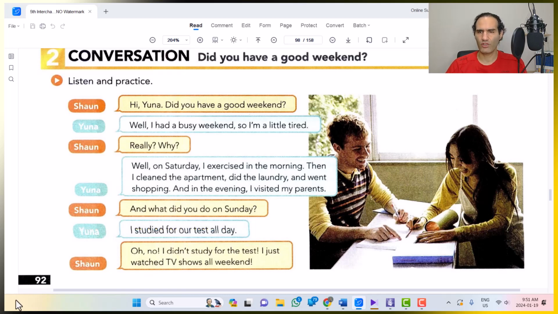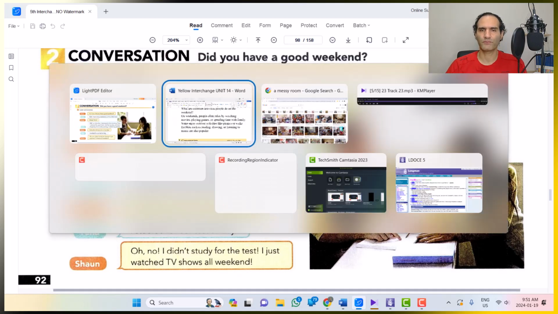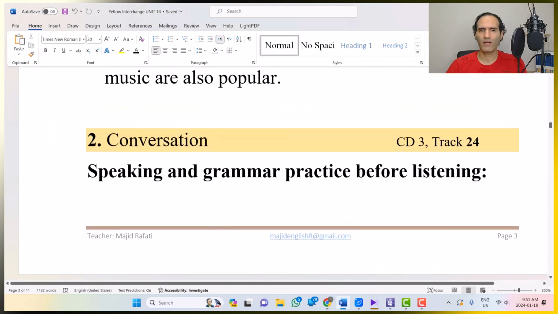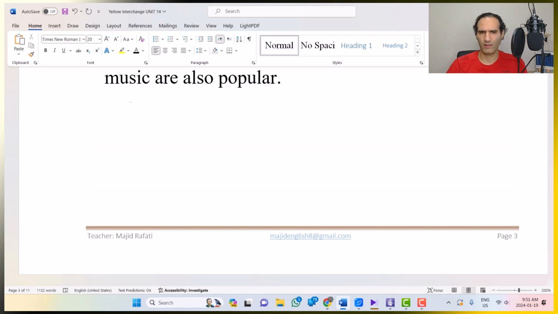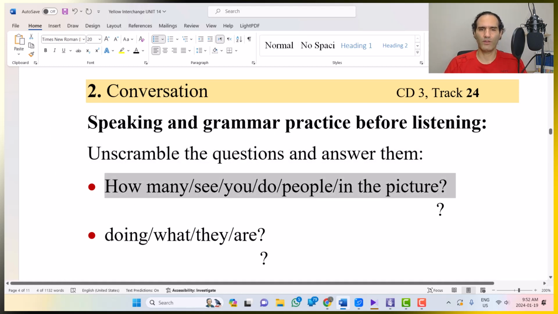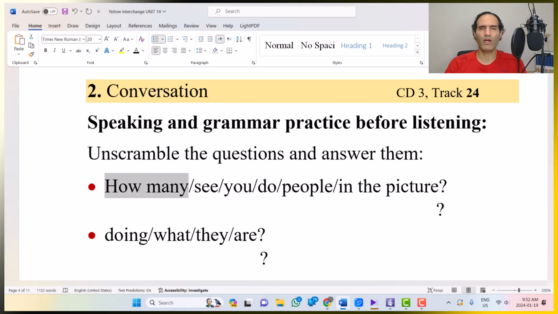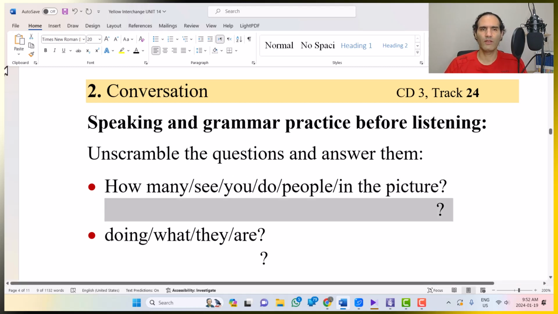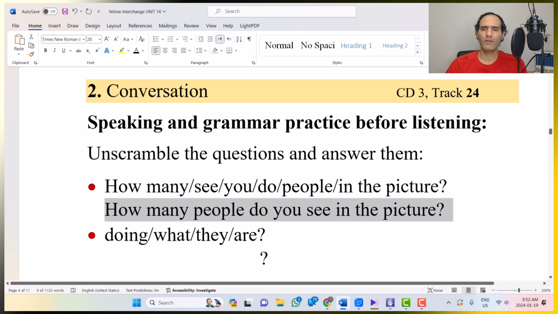So I got some questions for you here based on this picture. Speaking and grammar before listening. Unscramble the questions and answer them. Based on that picture, please unscramble this one. How many? After how many or how much, you need a noun. How many? Good. People. Now you need the question word. Do you see? And finally, in the picture. Very good. That is how we unscramble the sentences. How many people do you see in the picture?